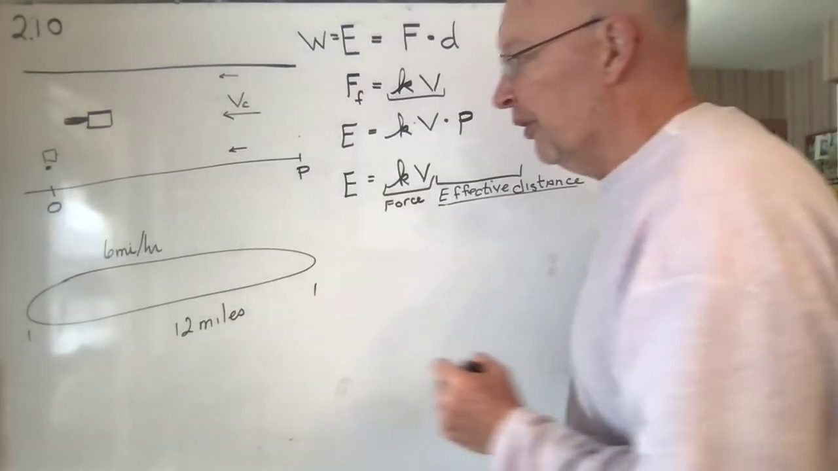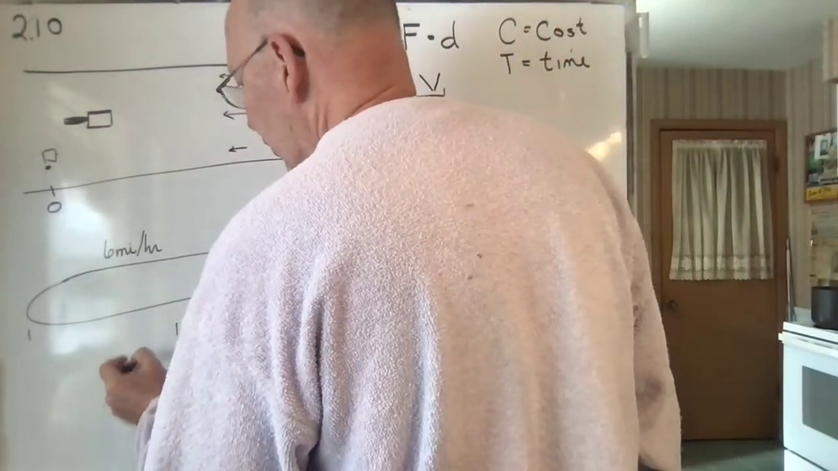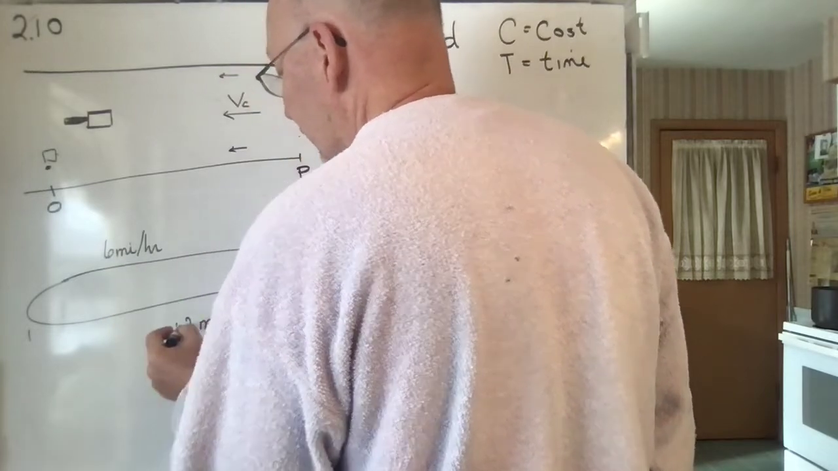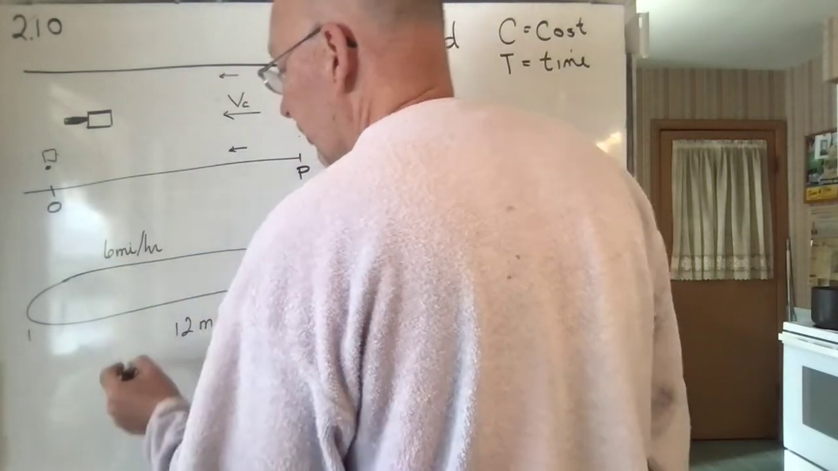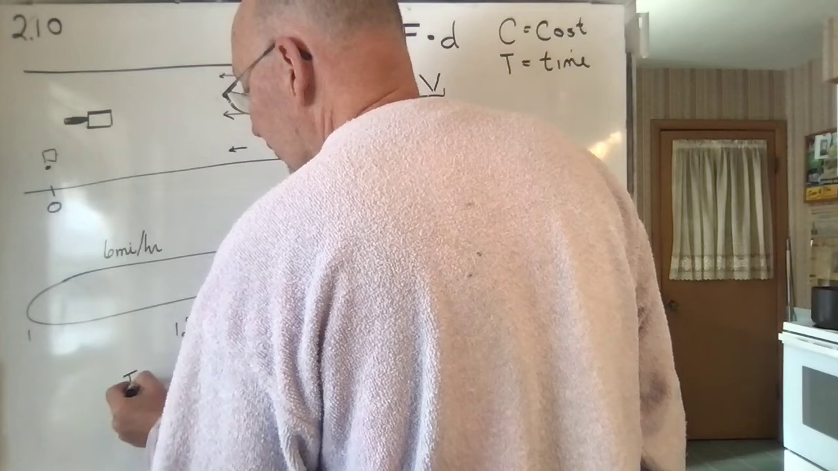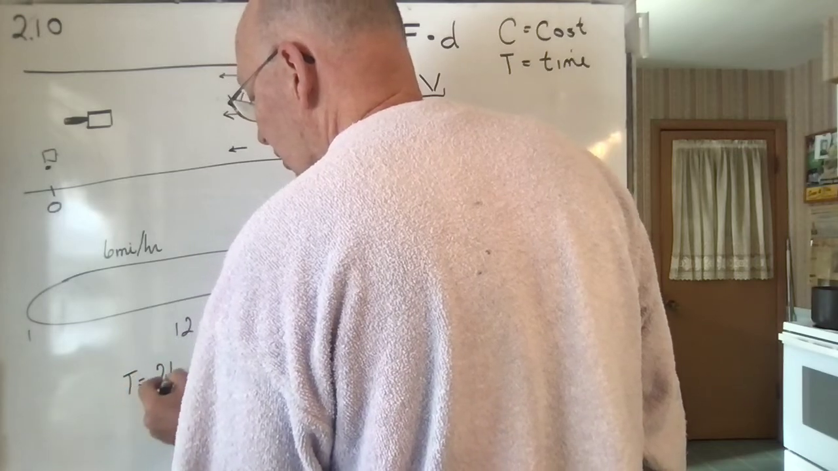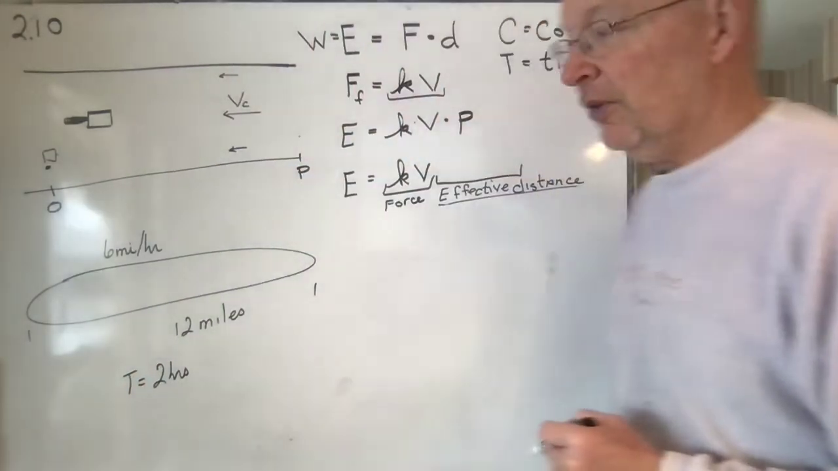So then, how much time would it take you to do it? Do you agree that the amount of time, if you're going 12 miles and you go at 6 miles an hour, the amount of time is going to be 2 hours, right? It's going to be 2 hours.